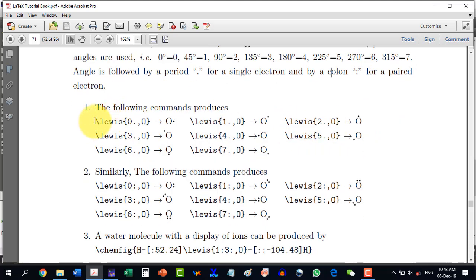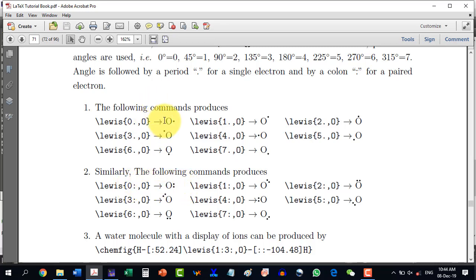When I write /Lewis 0, 0 means it is 0 angle. The electron is at 0 angle, pointing its single electron with O. So it will produce the output like this. This is O, and it is having a single electron, which is this dot, and it is at 0 degree to it. Now if the same oxygen is having 2 electrons, then I will have to write a colon here, and 2 electrons will be here with this O. So they are at 0 degree.